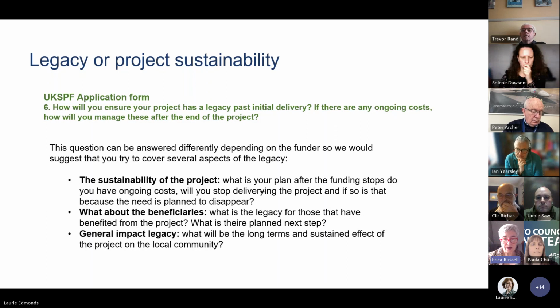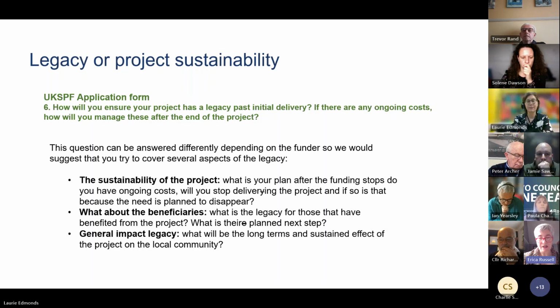So again, just to help you as you're thinking that through, we've suggested 3 areas: sustainability of the project, what is the legacy for the beneficiaries, and the general impact legacy. So again, it might be points that you can think around that help you structure the answer to that question as well.